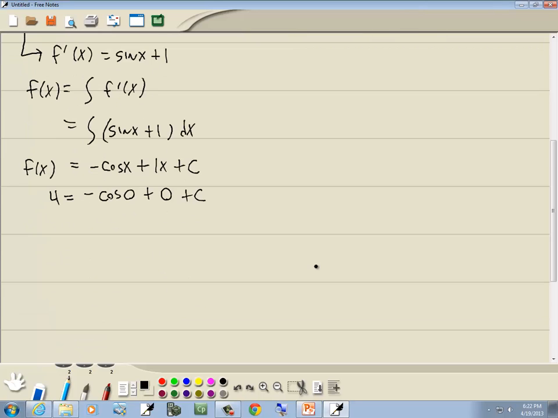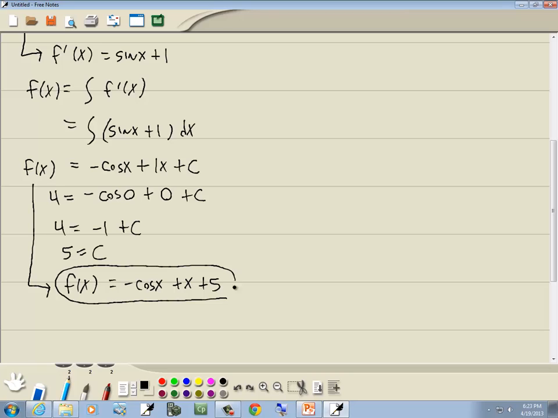Now we want to solve for c. Well, cosine of 0 is 1. So that gives us negative 1, and that 0 drops away, plus c. Take that negative 1 over, and we get c is equal to 5. So our f of x now becomes, we now know what c is. It's negative cosine x plus our c, which was 5. And that's our answer.